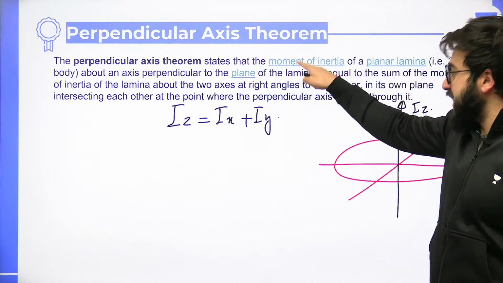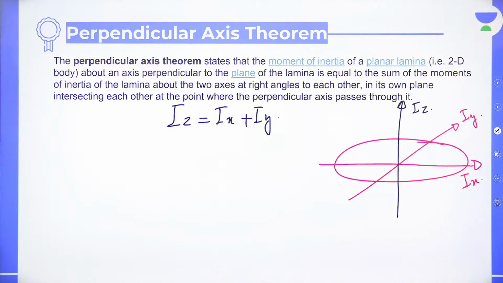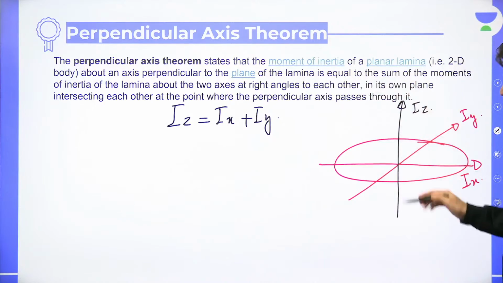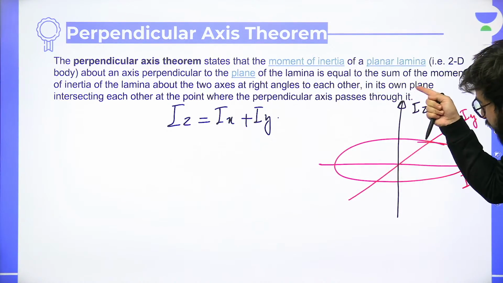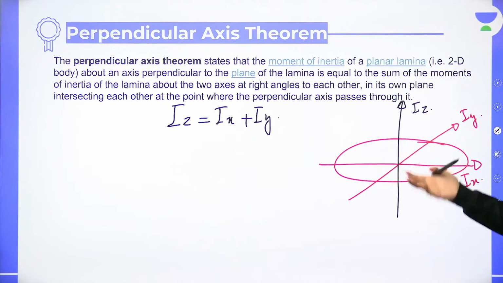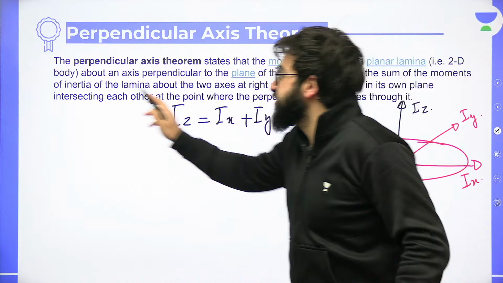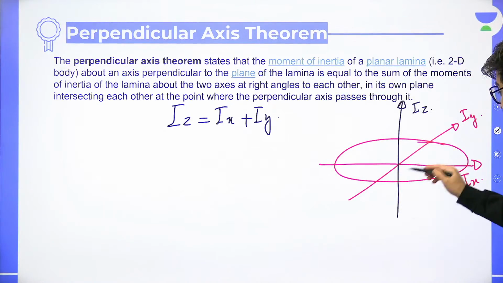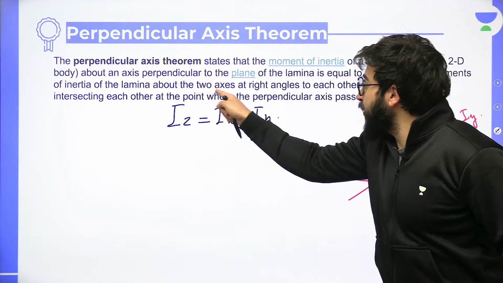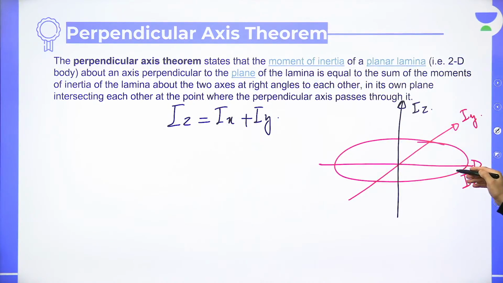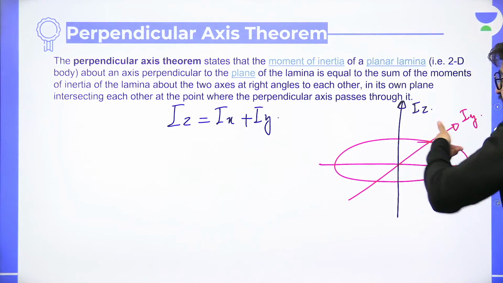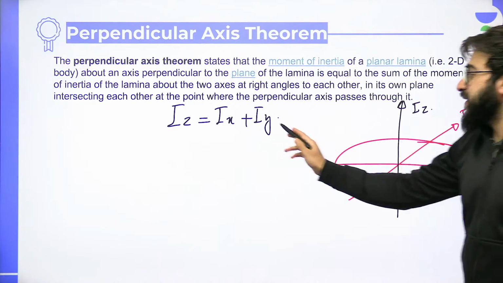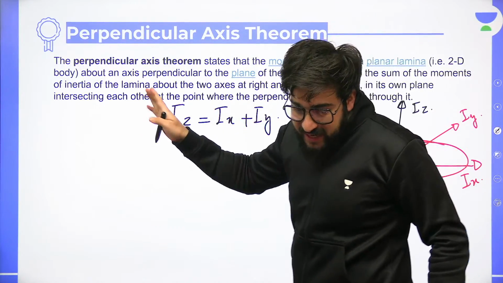The perpendicular axis theorem states that the moment of inertia of a planar lamina, that's a 2D body, about an axis perpendicular to the plane of the lamina is equal to the sum of the moments of inertia of the lamina about two axes at right angles to each other, this axis and this axis. If you know the moment of inertia about this axis and this axis, this is Ix, this is Iy, they are at right angles, you can find the moment of inertia about the axis which is perpendicular to this plane. That is the sum of these two. This Ix plus this Iy will be exactly given to this one. Understand?